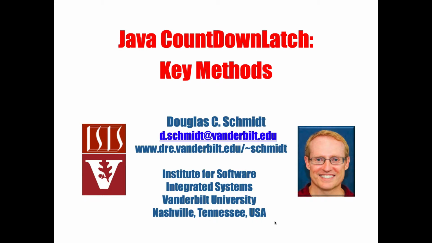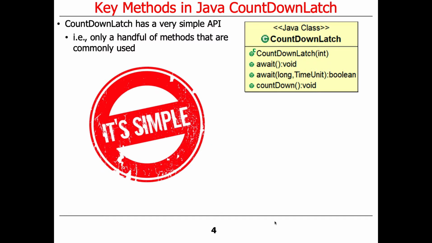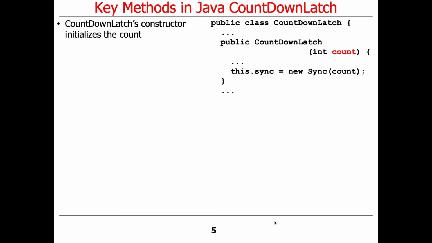Let's now talk about the key methods that are part of the CountDownLatch. It has a very simple API. There's just a handful of methods that are commonly used. The constructor is used to initialize the count. No surprise there. It's given a count parameter.